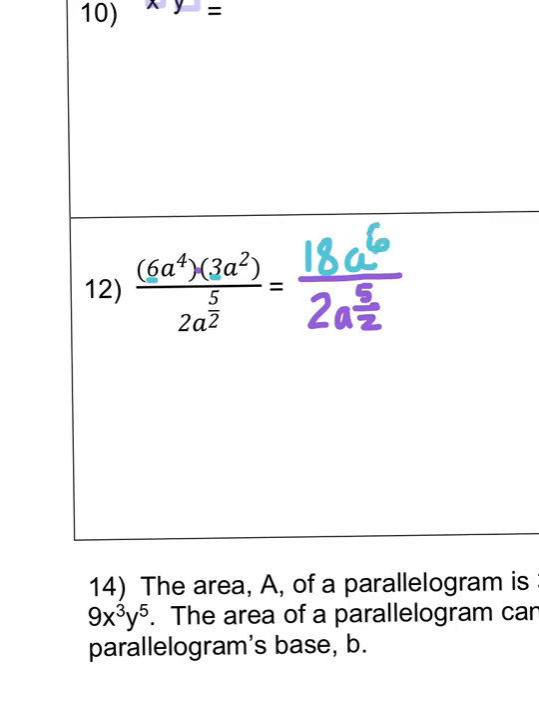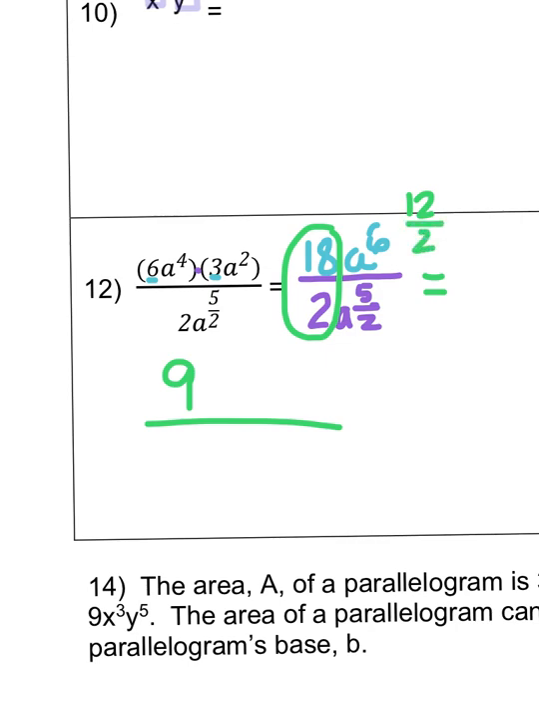We're still not complete though. Now we go back to division. The coefficients are 18 and 2. That would simplify to 9. And then we have a fraction here. So we can make this 12 halves, and we have 5 halves. So 12 halves is greater than 5 halves, so the a will be in the numerator. 12 minus 5 is 7. So our final answer will be 9 times a to the 7 halves power.